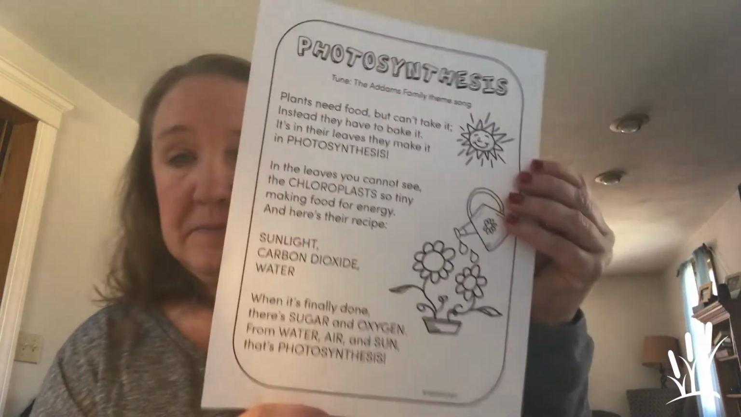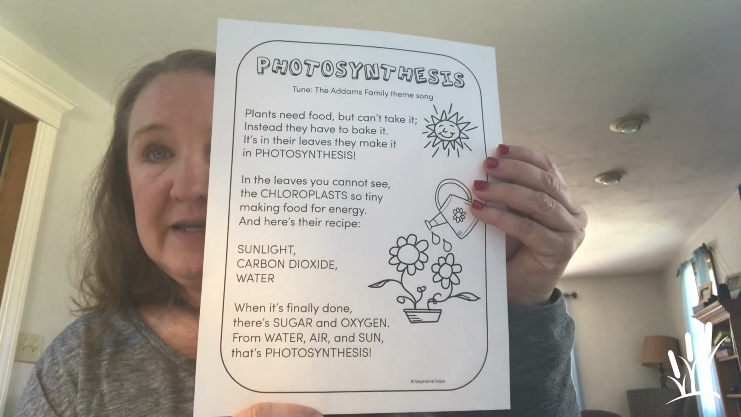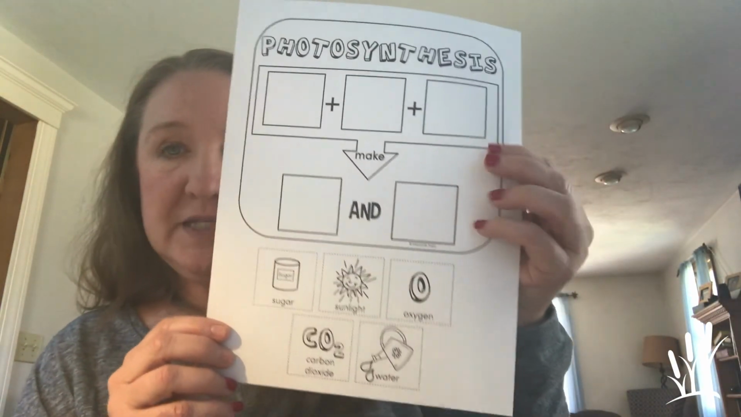So the plants are kind of opposite than us. They take in the carbon dioxide, and then they send out oxygen into the air. They also make sugar, which is the food that they need to keep them growing. So that is a song. So that tells you a little bit about photosynthesis.